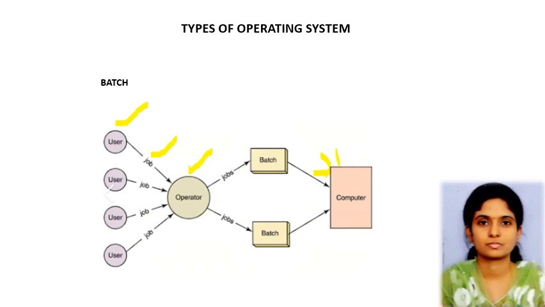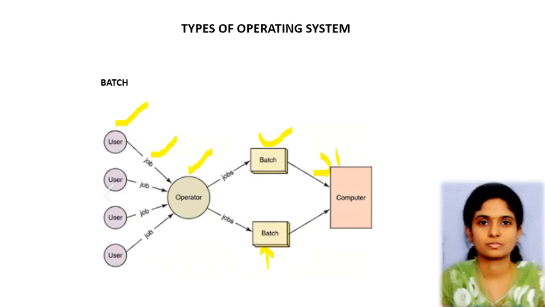And third, it is difficult to provide priorities. Suppose a job present in this batch system has the highest priority, but only after completion of this batch will the second batch be executed. So until then there is no value for the priority. The processes or jobs cannot be preempted. They can only execute the programs. So this is the major disadvantage of this batch operating system.